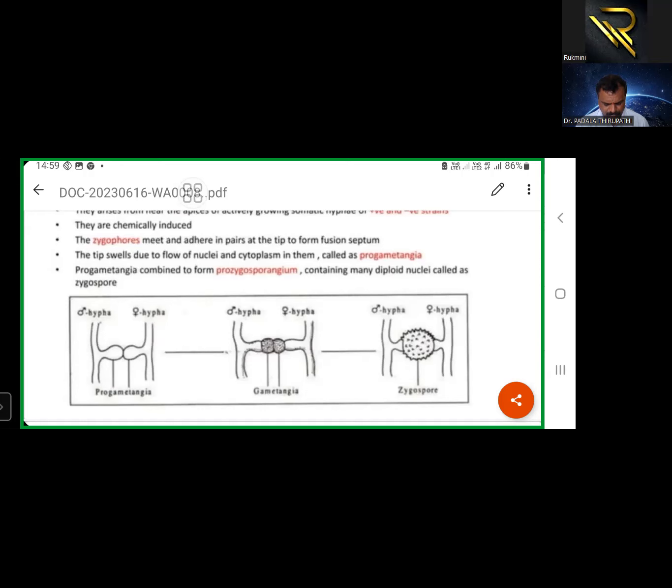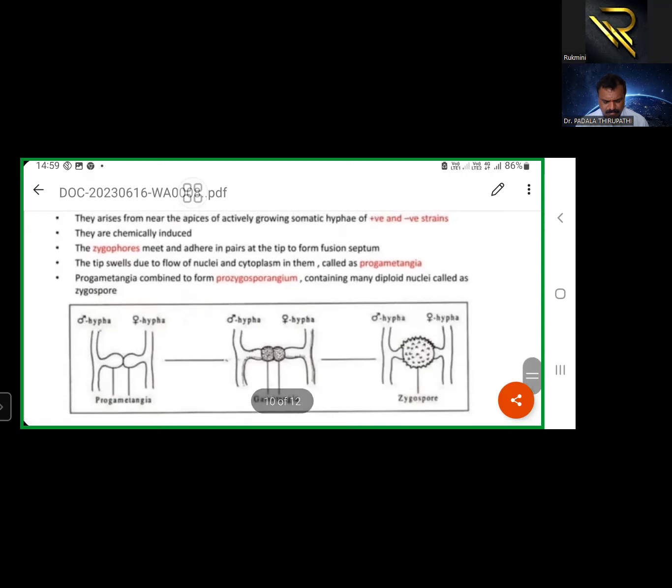So this enlarged portion of the progametangia increases in size by the accumulation of cell contents. These round-shaped enlarged structures are called gametangia, and the basal regions of these gametangia are called suspensors. So like this, two different strains produce two gametangia. These two gametangia are growing towards each other.